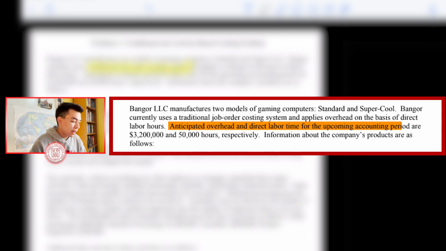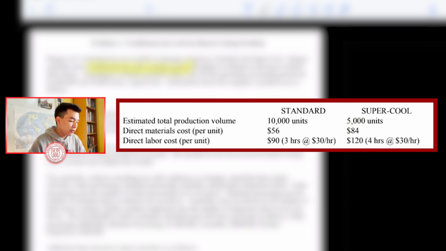Anticipated overhead and direct labor time for the upcoming accounting period are 3.2 million and 50,000 hours, respectively. Information about the company's products is as follows. To give us some information about standard and super cool, there are 2 products. Standard, they made 10,000 units. It costs $56 from a direct material standpoint and $90 from a direct labor standpoint. And super cool, they made fewer units, but their cost for that product is a bit higher.